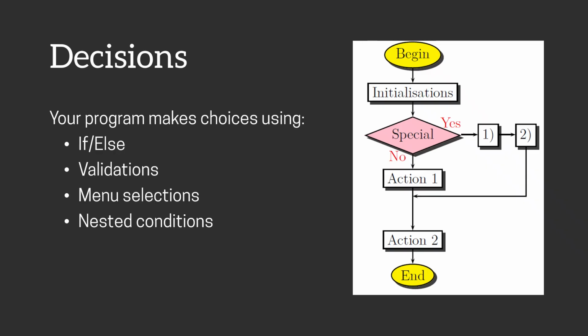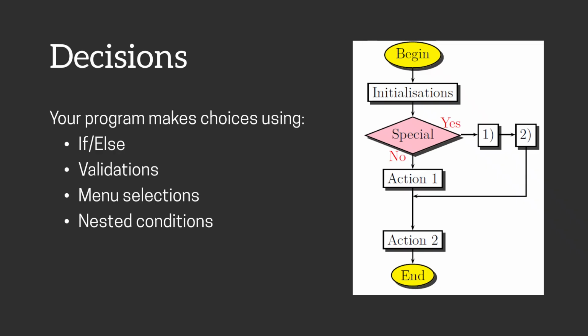Now, remember also we talked about decision structures. So these define the fork in the road. Whenever your program has a choice or a condition, you use if statements or validations or maybe even menu selections.